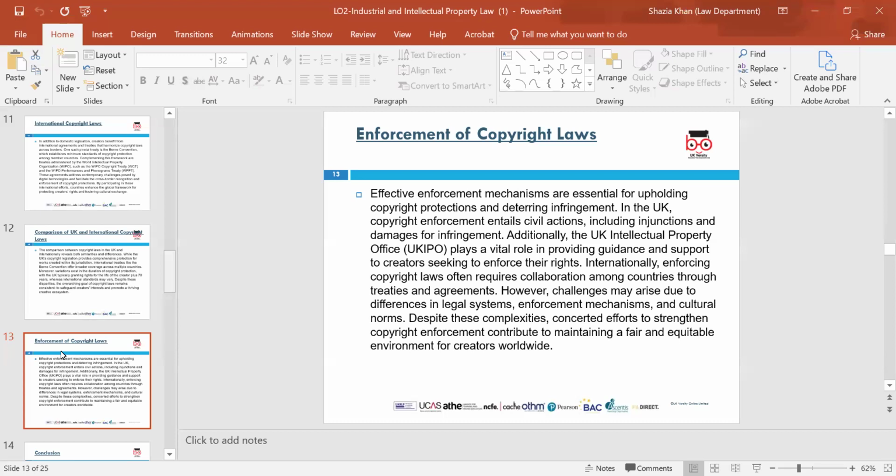Internationally, enforcing copyright laws often requires collaboration among countries through treaties and agreements. Infringement of copyright occurs when someone uses a copyright work, as a whole or a substantial part of it, without the copyright owner's permission, and their use is not covered by a copyright exception. In the UK, as we mentioned, copyright enforcement is primarily the responsibility of the copyright holder.